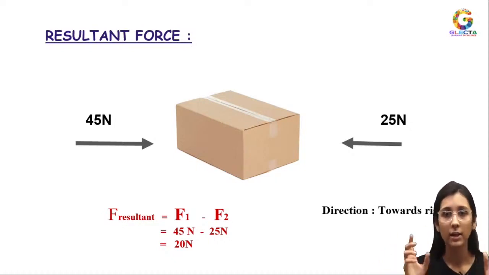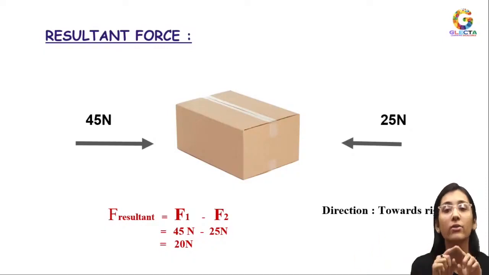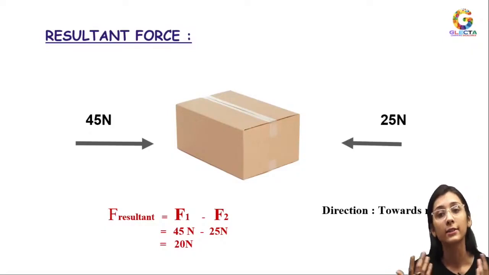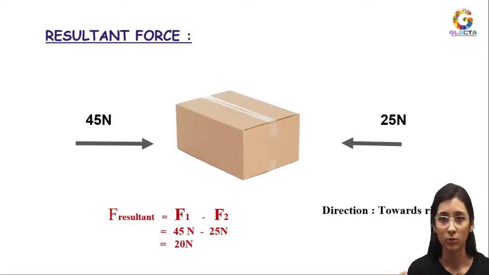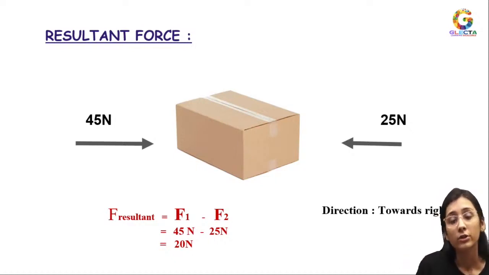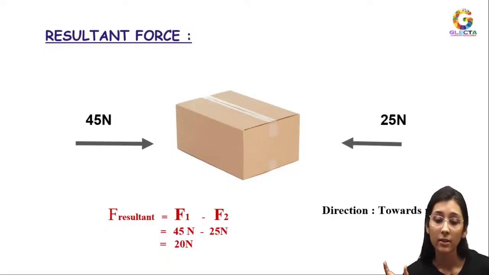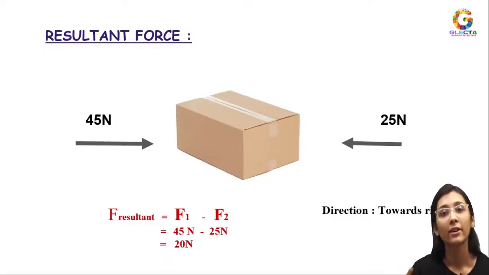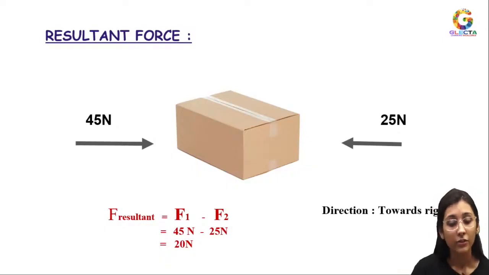And there's an object and an opposite force is being applied on that particular box. And both of the forces are different. They are not same forces. Keep that in mind. Okay? Now, one force is 45 Newton, the other is 25 Newton. So what will be the resultant? It will be the difference of the two. The difference of the two will be 20 Newton.